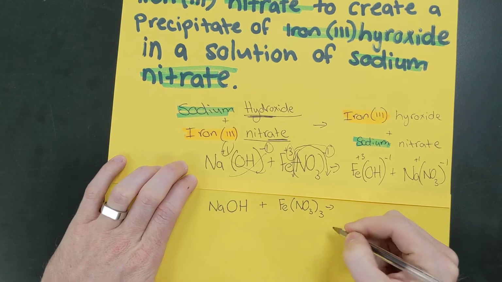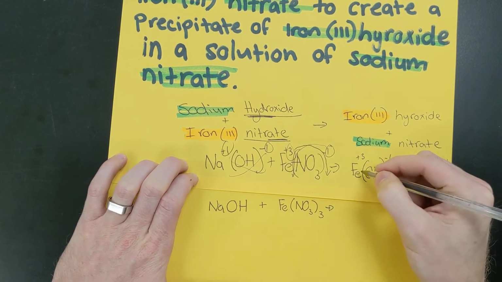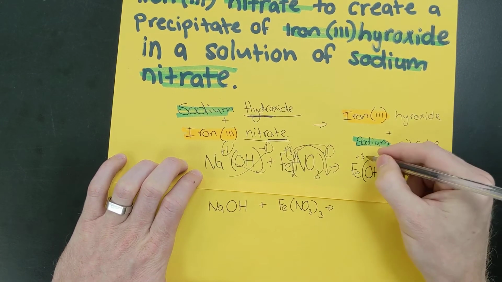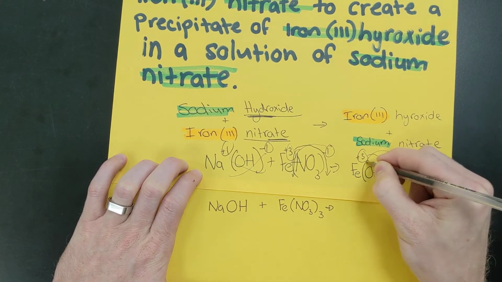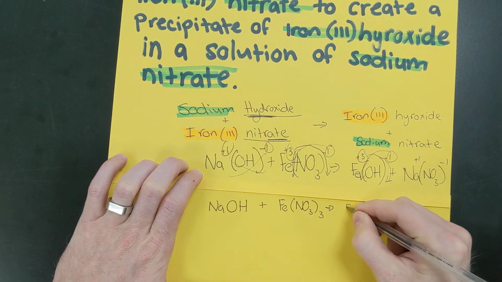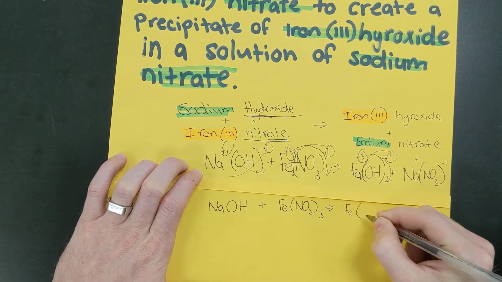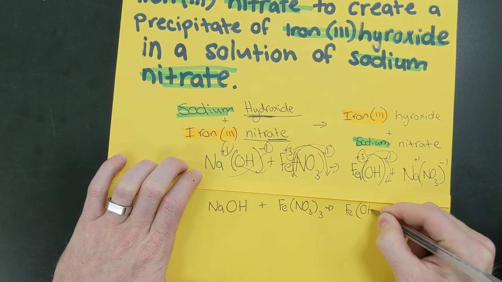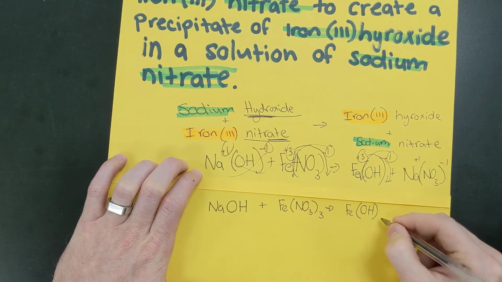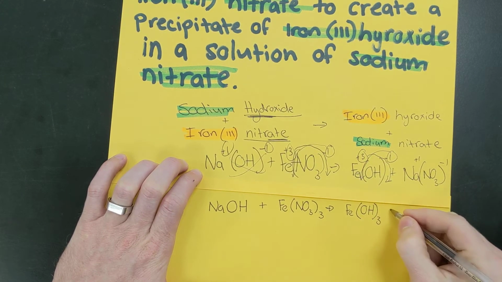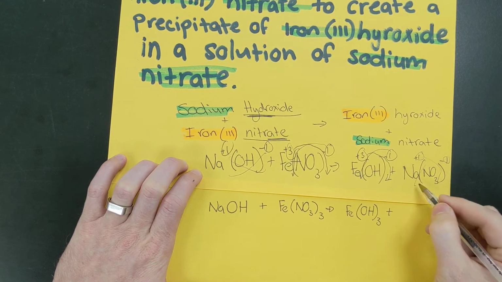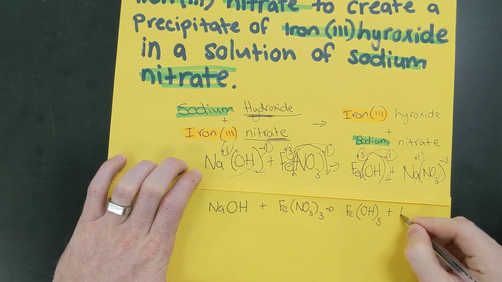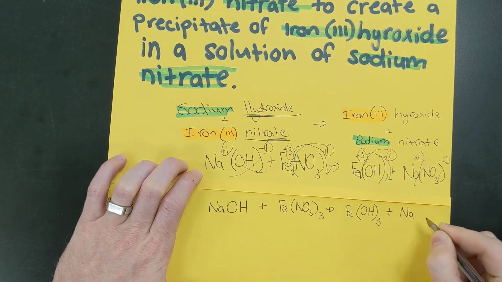Once again, that 3's come all the way down here. We will arrow that across and do the same on the other side, because we can see that that 3 needs to come down there, where that 1 goes down here. So I end up with Fe, open brackets, OH, close brackets, 3, plus, once again, these are 1 and 1, so that 1 and that 1 don't make a difference, so I end up with NaNO3.